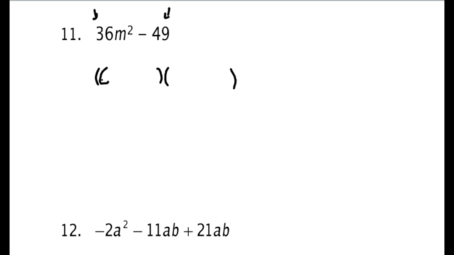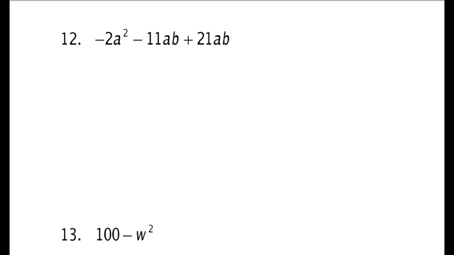36m squared is 6 times 6, okay, 6m times 6m. And to get the 49, we need a 7 and a 7. And to get the negative, we need a positive and a negative. That's it. It's so nice when we get these.